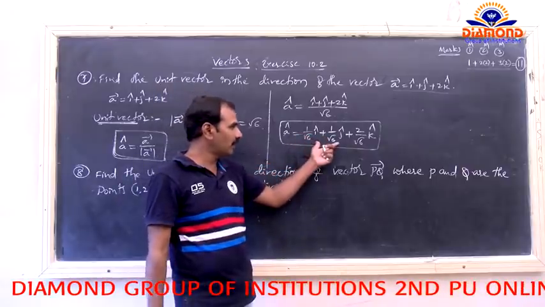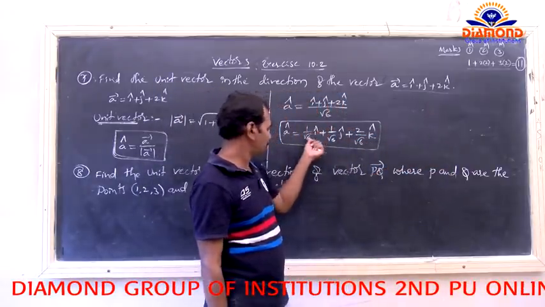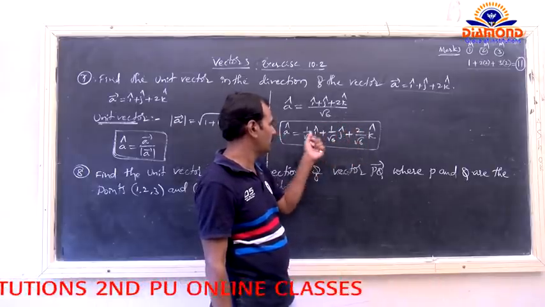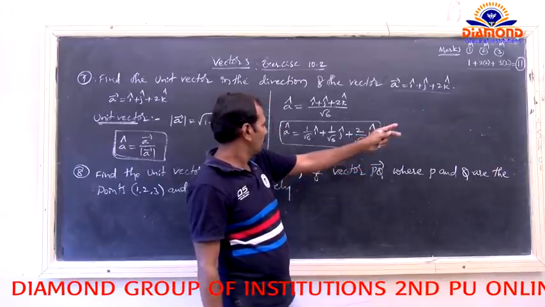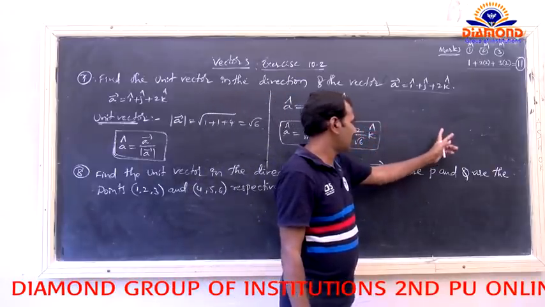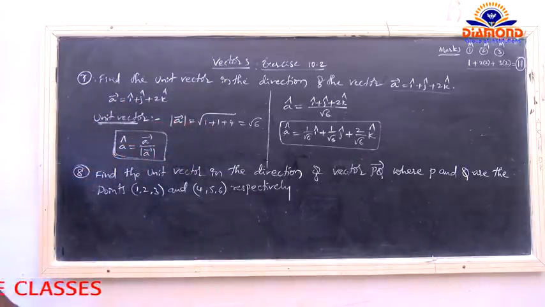Its magnitude is 1. If you use your calculator, this one square, this one square, this one square means 1 by 6 plus 1 by 6 plus 4 by 6. It means 6 by 6, magnitude is 1. So that's why it is a unit vector.